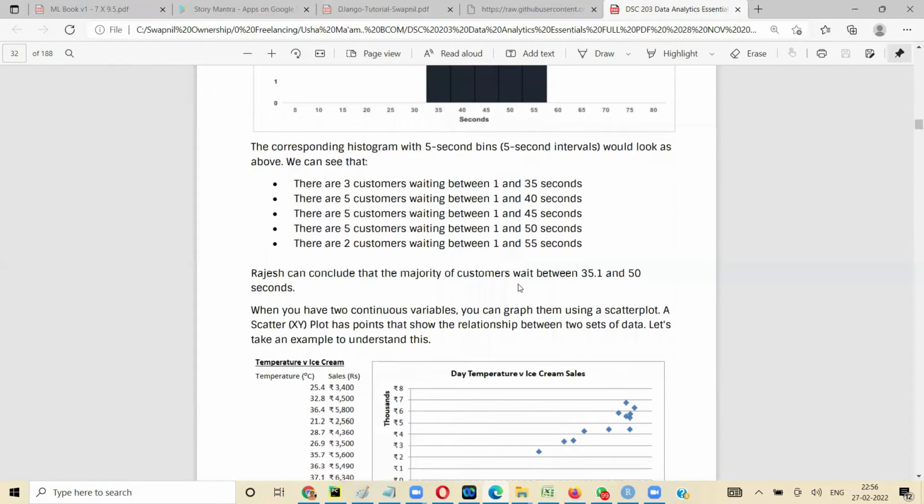So 1 customer is waiting between 1 and 35 seconds, 5 customers 1 and 40 seconds, right? Only 2 customers are waiting beyond 50 seconds, if 50 is your, let's say, cutoff time. Let's say if you put 45, then 7 customers, 1/3 customers, not good. So this is an example where you will use a histogram.